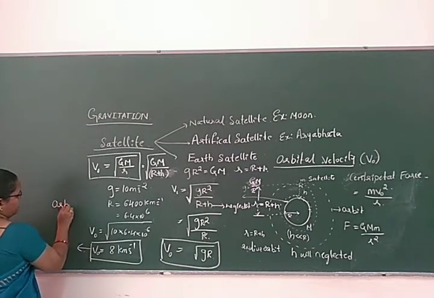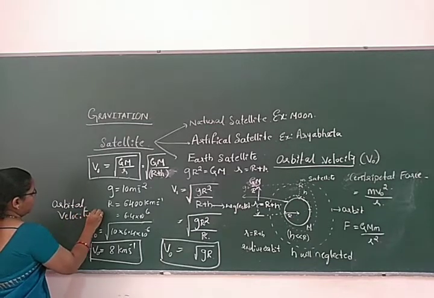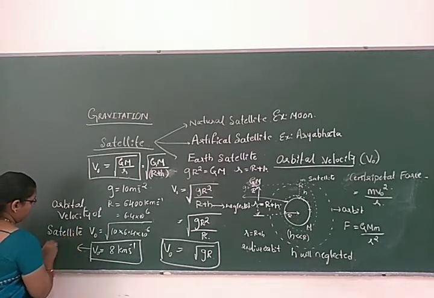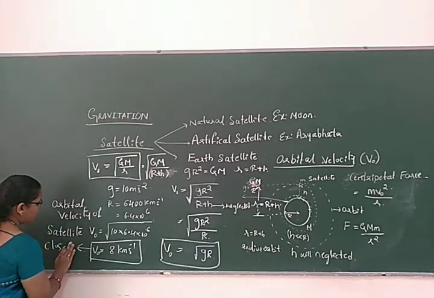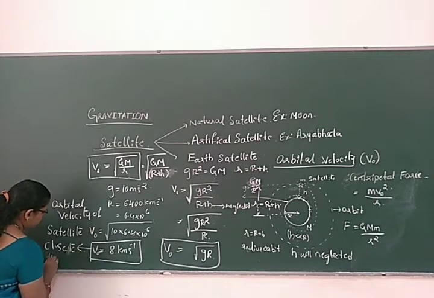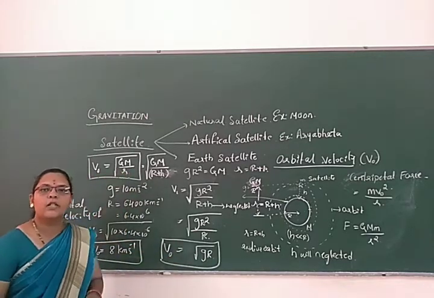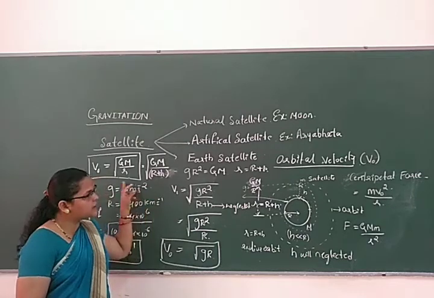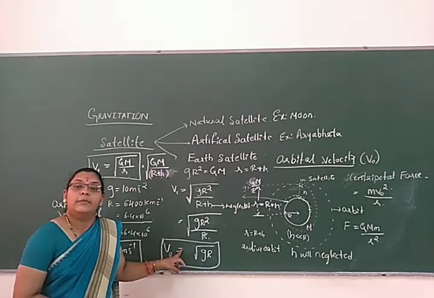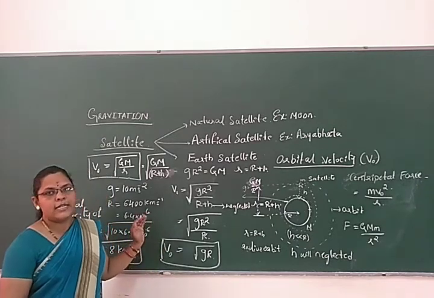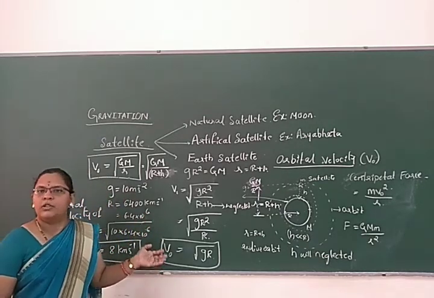So orbital velocity of a satellite close to the earth. We need to understand this. Why am I explaining this part? As a part of your NCERT syllabus, they may ask for this expression, or ask you to derive the expression of orbital velocity of the satellite. So you may get it for 5 marks or 4 marks.